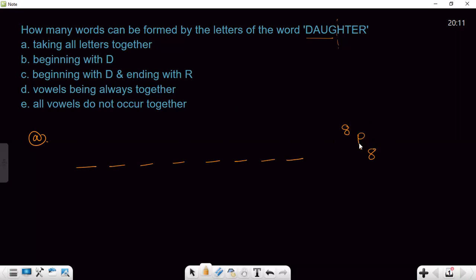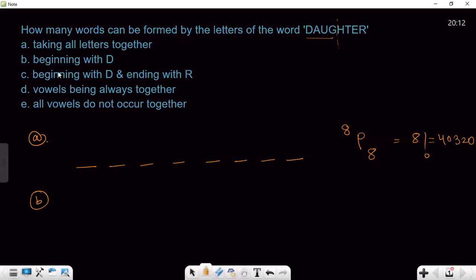So 8P8, or we can understand that we are arranging n things on n places, so n factorial. Basically 8 factorial should be our answer, which is 40,320. Is the first part clear, everyone? We just have to arrange all the letters of this word and find out how many words we can form after interarranging all the letters of the word daughter. Any questions? No? So let's move ahead.